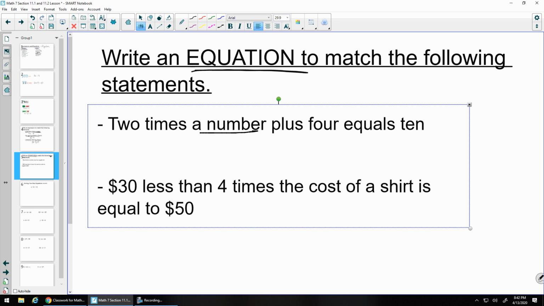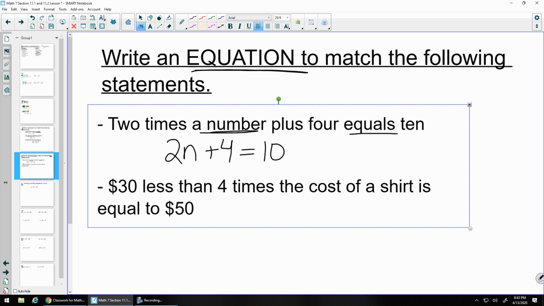Hey, there's my variable, a number, n. 2 times a number, 2n, plus 4, that equals 10. So 2 times a number plus 4 equals 10. That one's pretty straightforward. It went in order of how we can show them in our equation. So 2n plus 4 equals 10.